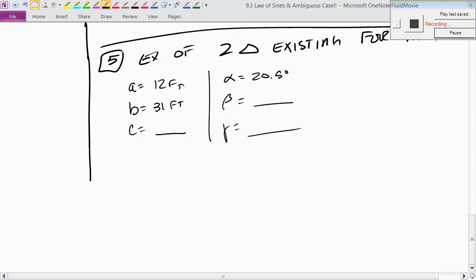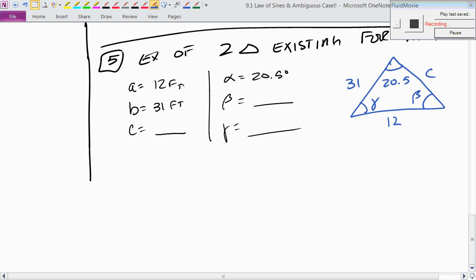Okay, so here's what we do. Here's how I approach these. I make a sketch first. So here's my sketch. If this is 12, this is 20.5. If this is 31, this is some beta. I don't know what it is yet. And if this is C, then this is that gamma thing, which I don't know yet either. So a lot of unknowns.